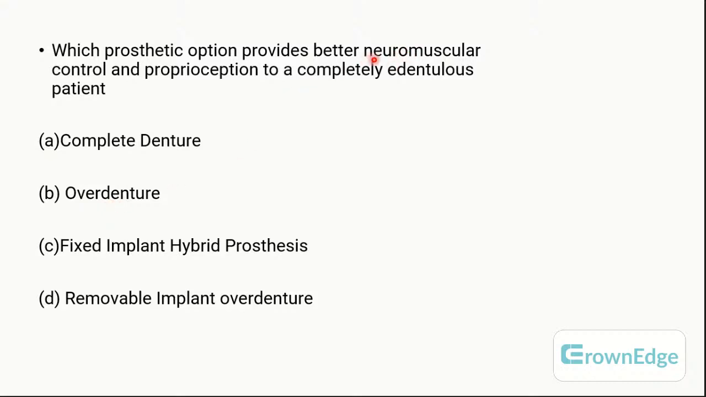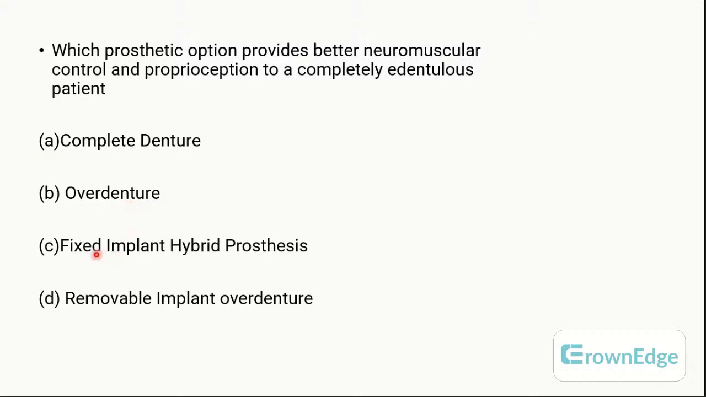So whenever you're being asked a question about better neuromuscular control and proprioception, even if implants are there in your options, your answer should always be B, overdenture. A tooth-supported overdenture always gives you better neuromuscular control.